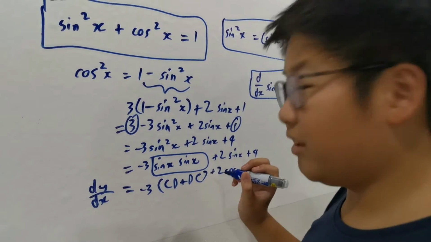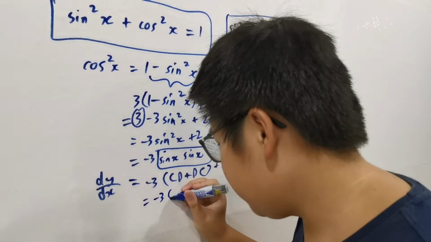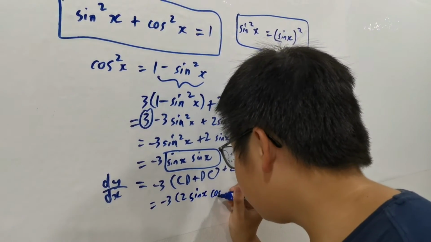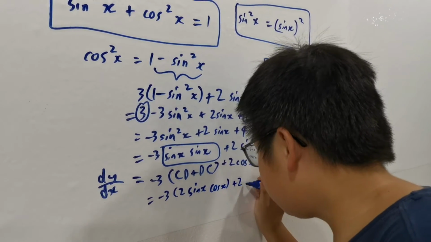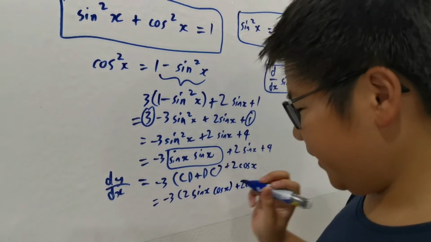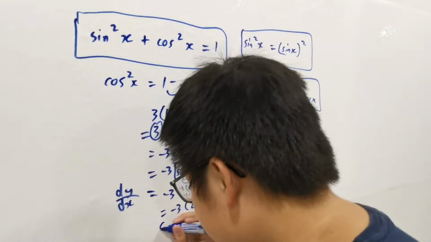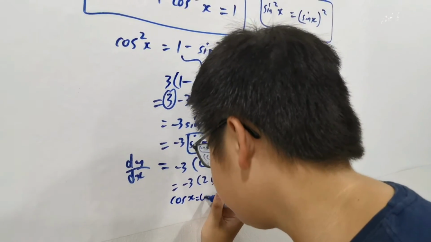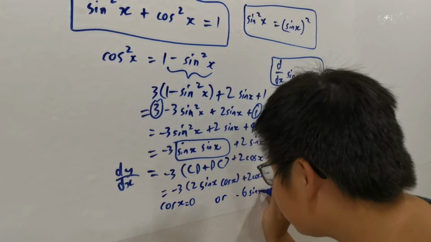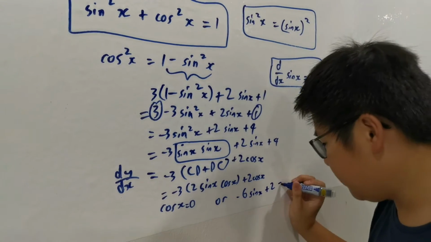As we've seen, the derivative of sine x is cos x. It's minus 3 times 2 sine x cos x plus 2 cos x. Now we can take away a common factor of cos x. Cos x times minus 6 sine x plus 2 equals 0. See what I did there? Minus 3 times 2 is minus 6.